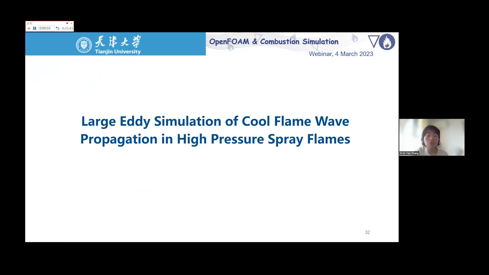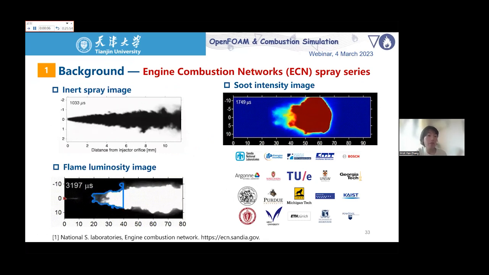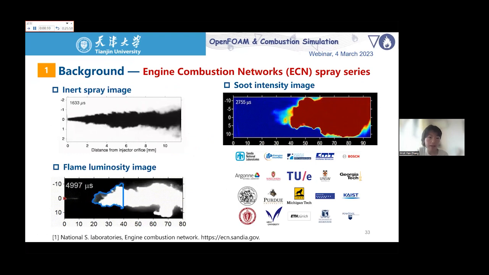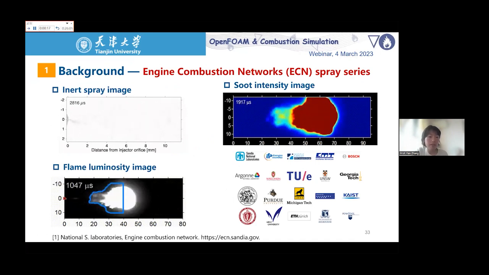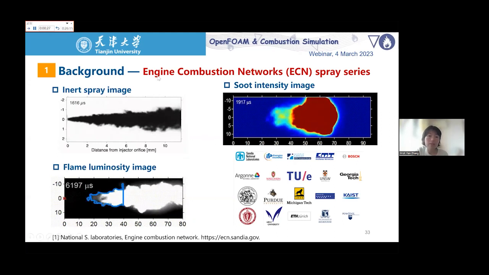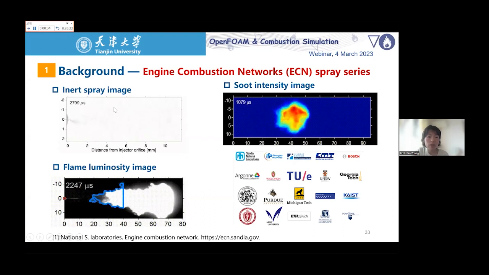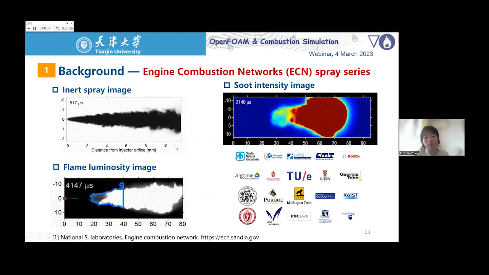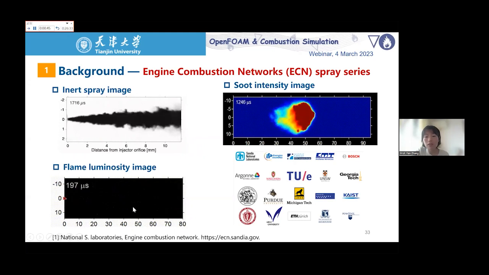The large eddy simulation of cool flame wave propagation in high pressure spray flames. The cool flame, the low temperature combustion, is very important for engine performance and emissions, especially in advanced low temperature combustion engines. In this engine, the fuel is injected earlier than in traditional diesel engines. The Engine Combustion Network did a lot of spray series for model validation, for example the flame shape, the flame penetration length and liftoff length, and also the soot.